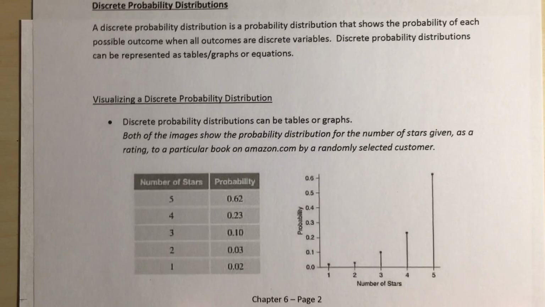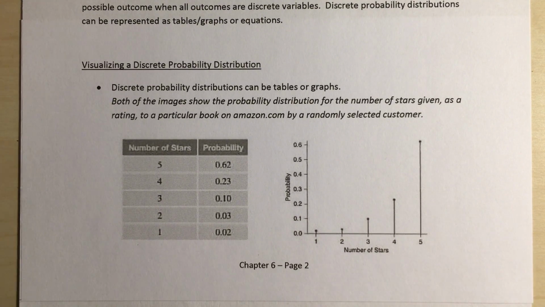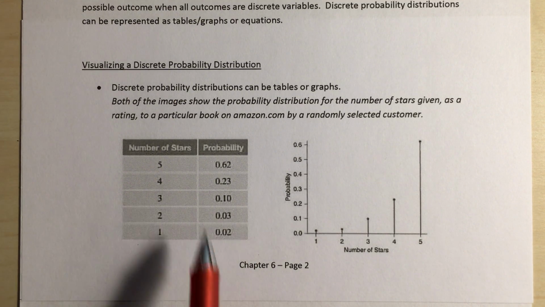So this first one is a discrete probability distribution that is shown in a table and in a graph. Both of the images show the probability distribution for the number of stars given as a rating to a particular book on Amazon.com by a randomly selected customer. So the number of stars is limited to 1, 2, 3, 4, 5, and then using the number of ratings for each of these different ones, the probability from the whole was found.